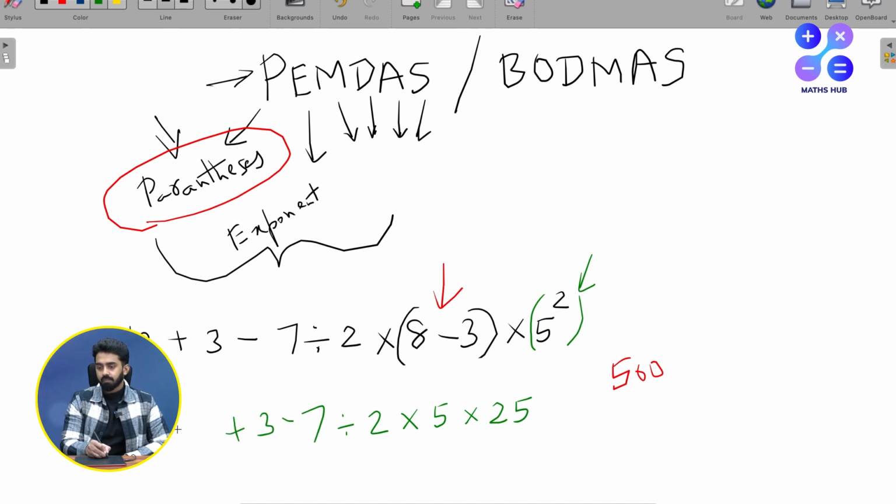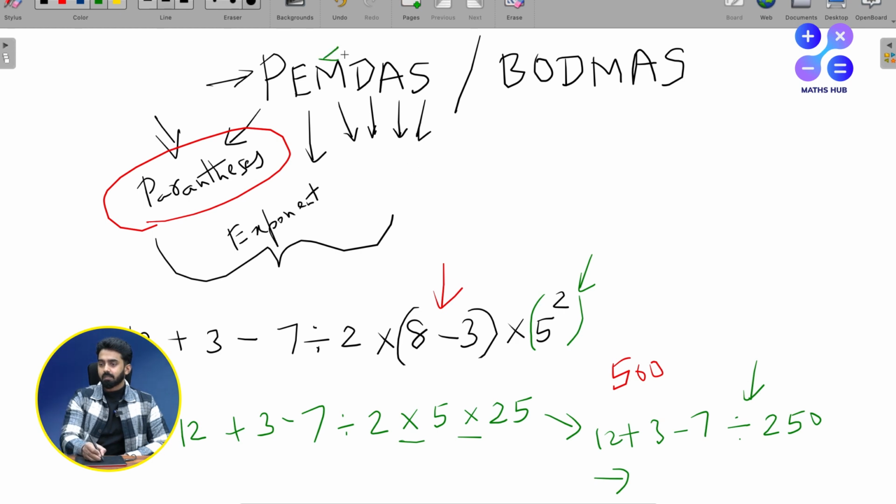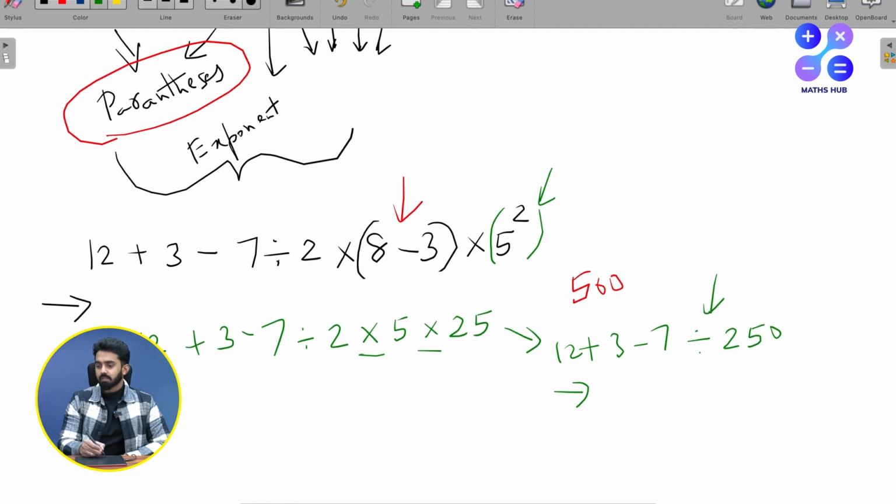Minus 3 plus 12. Great, so what is the next step? The next step would be, we don't have an exponent part of it, so we'll take a multiplication. So it's either this or this. We can take either one, it's all the same. So if you say 5 times 2 is 10 times 25, that's 250, right? So that will be 12 plus 3 minus 7 divided by 250. Next step would be to solve the division, right? So next is D. We are done with P, M and D. Since next is division, we'll have to first solve for 7 divided by 250. So it will be 12 plus 3 minus 7 by 250.